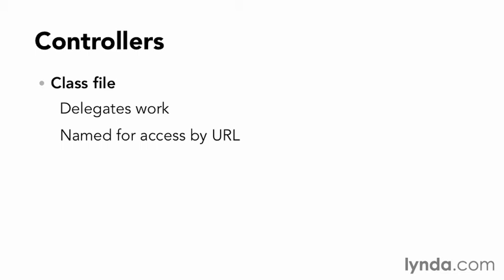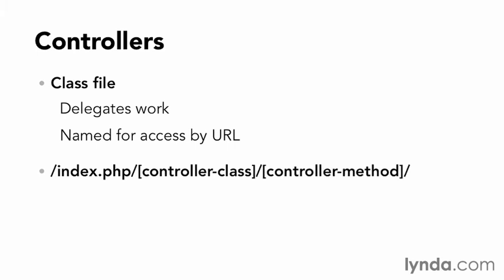In CodeIgniter, and other MVC frameworks for that matter, a controller can be practically thought of as a class that delegates work. Each controller is named so it can be accessed via URL. To determine what controller to use, CodeIgniter uses the following pattern for routing a user's request to the right controller. Index.php, followed by the controller class, then the controller method, and then any optional arguments.